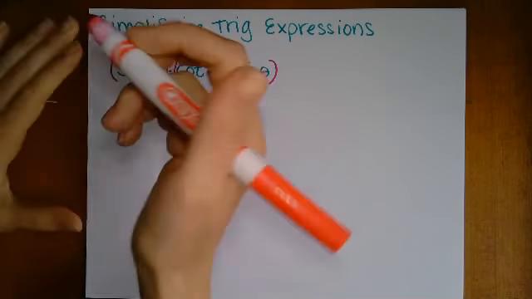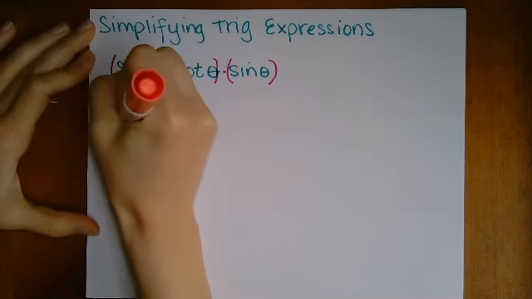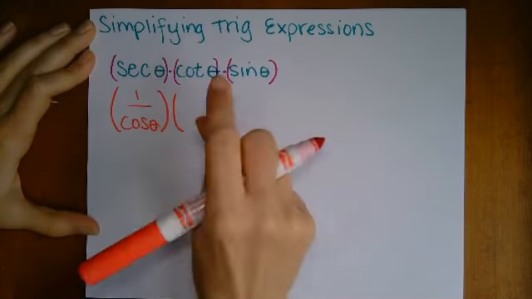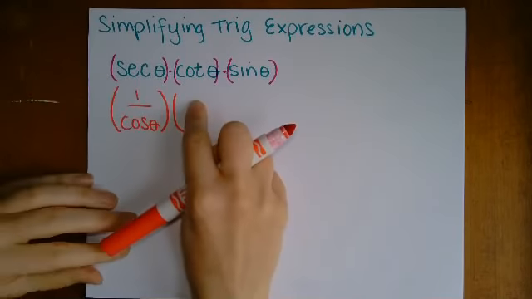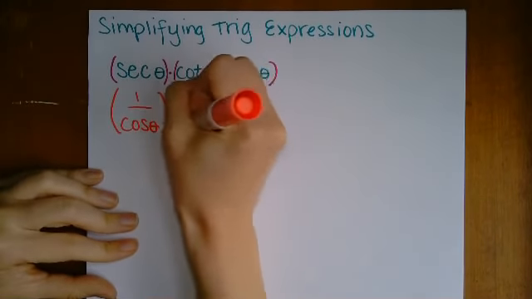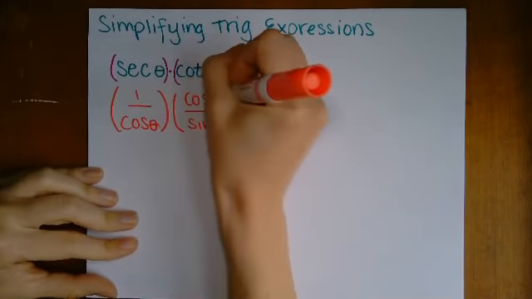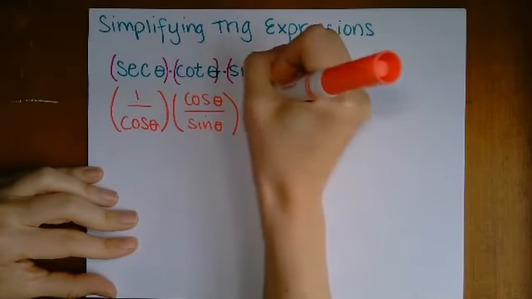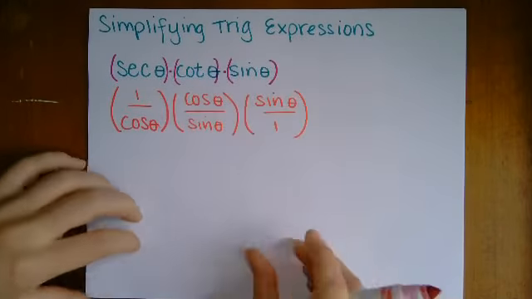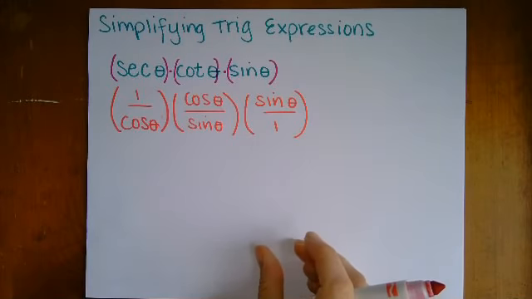So I'm going to replace secant theta with 1 over cosine theta. I'm going to multiply that by the ratio identity for cotangent, which is cosine theta over sine theta. And then sine theta I'm going to leave and put over 1. So my strategy here was to change everything in terms of sine and cosine.